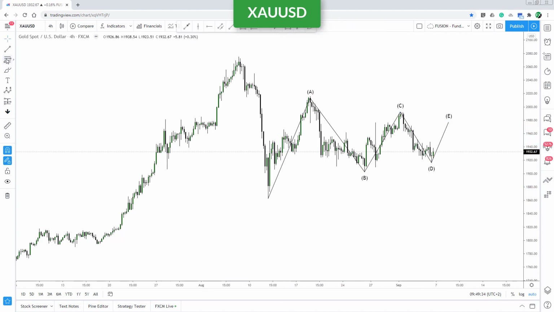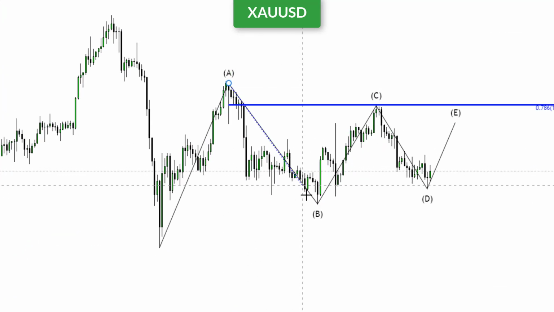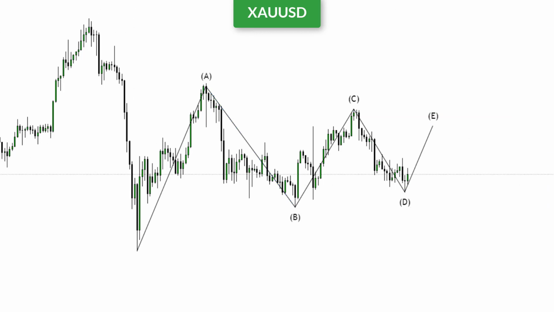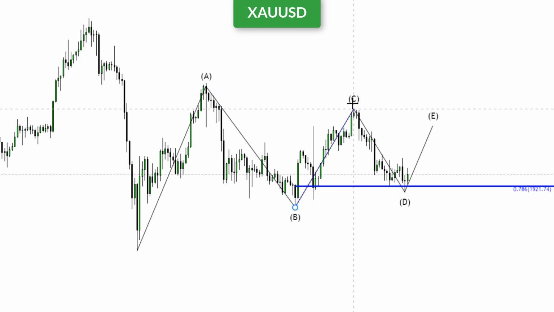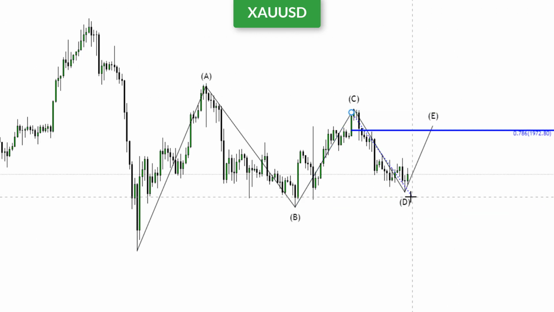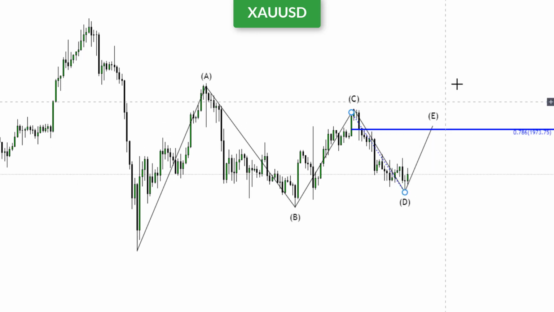Now for triangles to be high probability, it's best when they set up around about the 78% fib. And if you draw your fib here from A to B, you'll see that the retrace is exactly on the 78 fib. If you draw it from B to C, again you'll see that was exactly on the 78 fib. And now we're looking for a move, if you draw it from C to D, to this 78 fib area where we'll hopefully find the reversal.